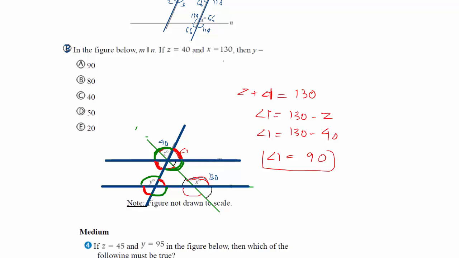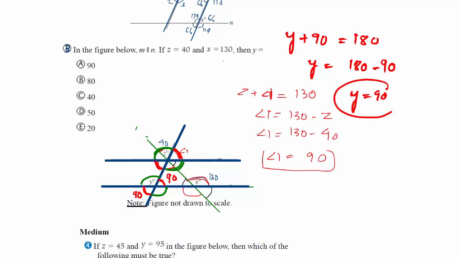If angle 1 is 90, then all the smaller looking angles are 90, right? So this will also be 90 here, and this will also be 90 here. And we know that y plus 90 has to be 180, right? So y plus 90 has to be 180, or y equals 180 minus 90. It's the linear pair axiom, so y equals 90 also.